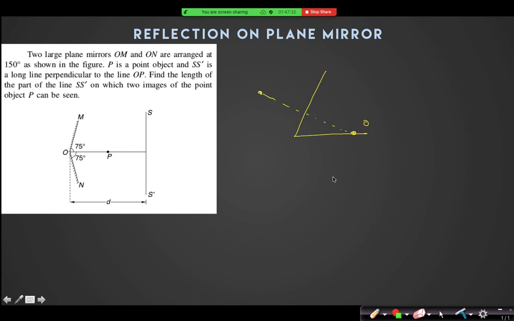The image will lie here, right? And this is the ray that we have drawn. This is the ray that we have drawn after reflection.